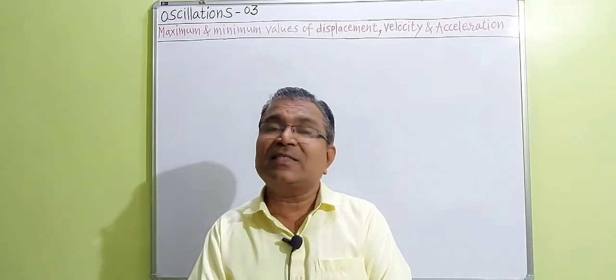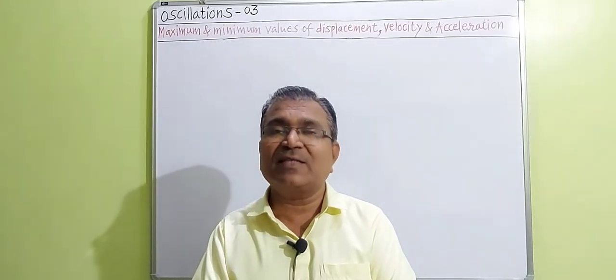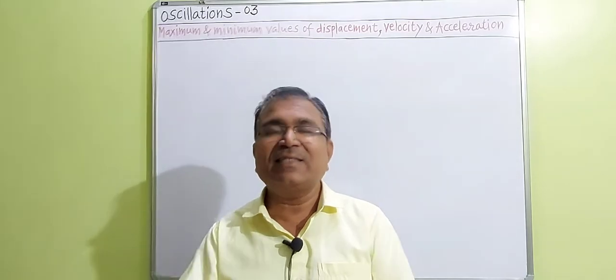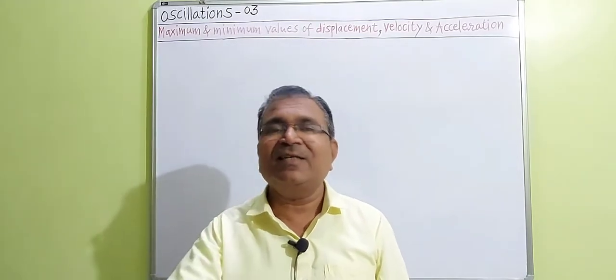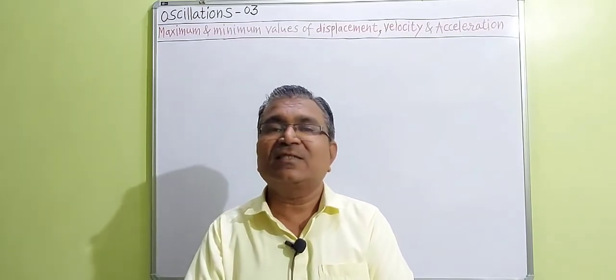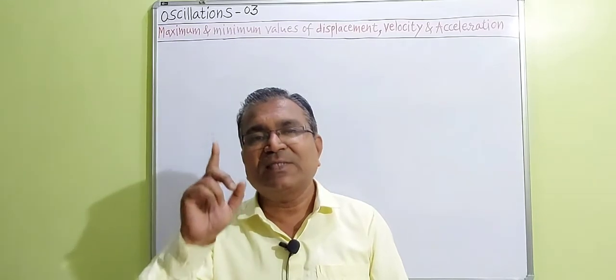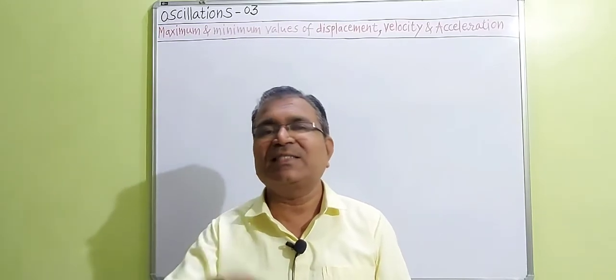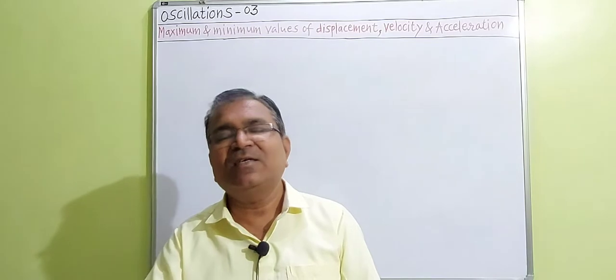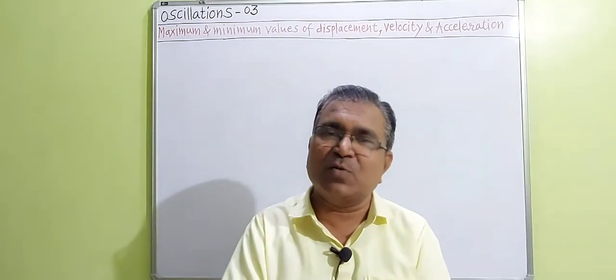We are discussing the chapter Oscillation as far as 12th science is concerned, and this is lecture number 3. In this lecture, we want to discuss what are the maximum and minimum values of displacement, velocity and acceleration when a particle is performing simple harmonic motion.